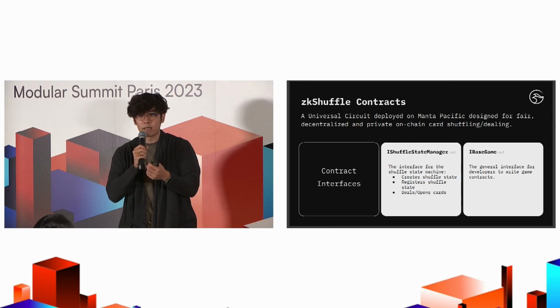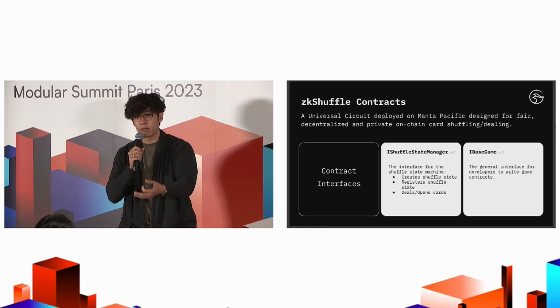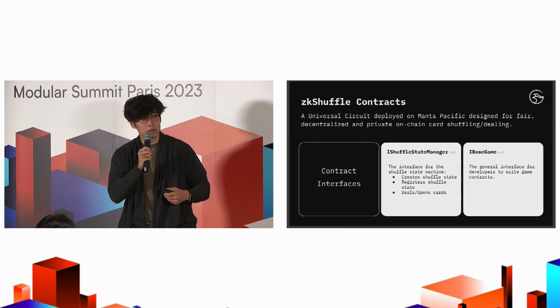And that's why card games on-chain don't exist. You might have card games off-chain that bet with crypto, but you don't have fully on-chain card games. But with ZK Shuffle, using zero-knowledge proofs and homomorphic encryption, you're actually able to achieve that.